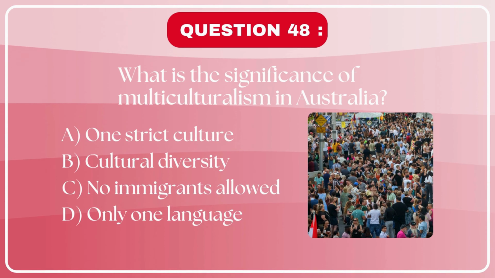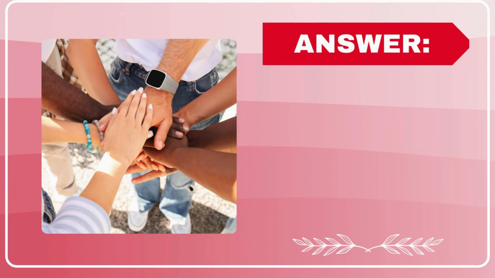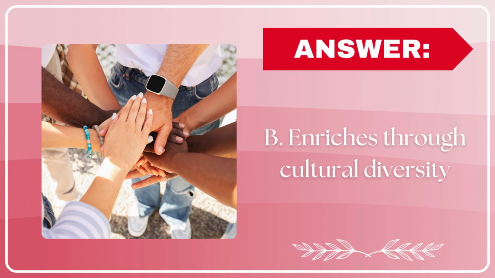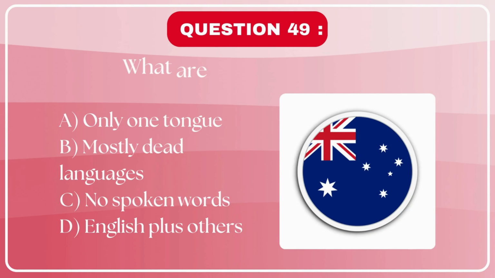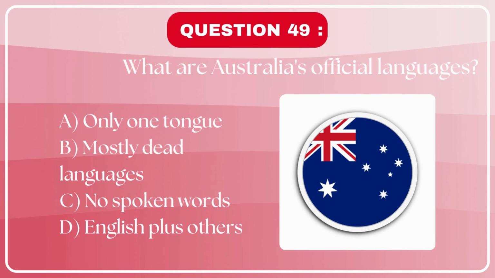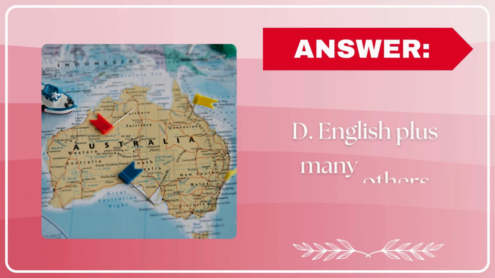What is the significance of multiculturalism in Australia? Enriches society through cultural diversity, promotes inclusion. What are Australia's official languages? English is the national language, over 300 languages are spoken.